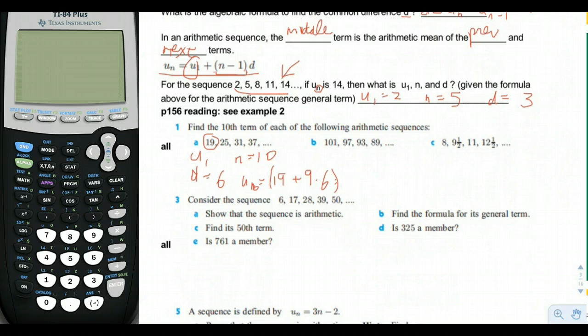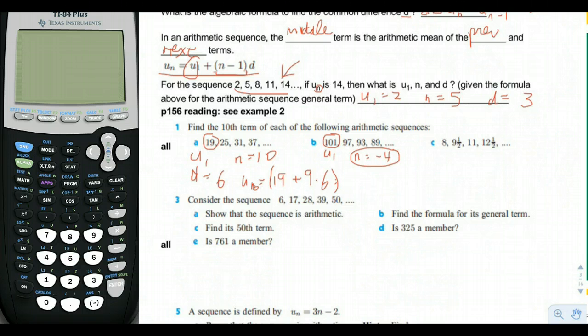And then, let's see, B. So in this case, for B, U1 is 101. N is equal to -4. That's kind of tricky, right? It's not a positive number. We're adding a -4 each step, okay?